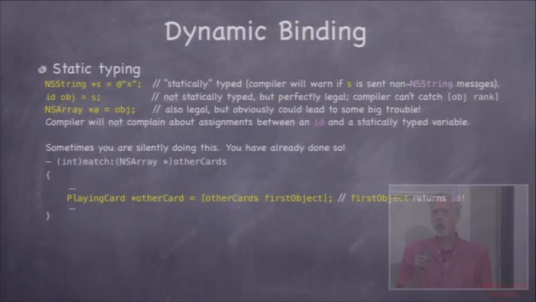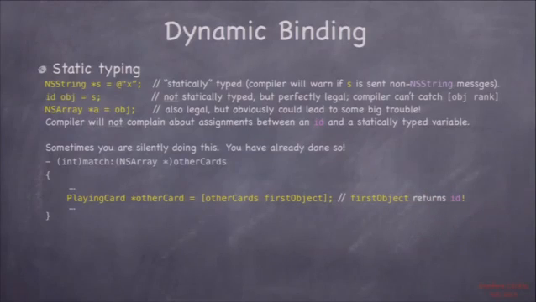And in fact, in the code that we've written, we already did this, kind of silently. Remember that in match, in PlayingCard's match, we put a line in there that said PlayingCard star otherCard equals otherCards' firstObject. Remember that? Well, the method firstObject in NSArray returns an id. If you go look it up in the documentation, look at its return type, parentheses id. So we just assigned a PlayingCard from an id. So that object that came out of that array better be a PlayingCard or we're going to crash at runtime.